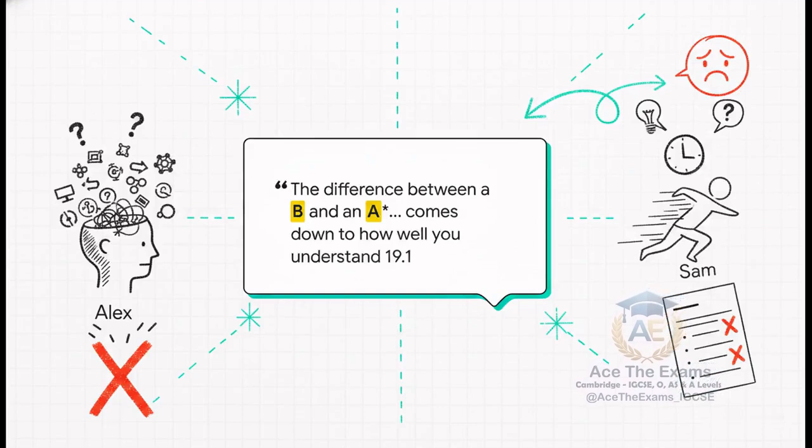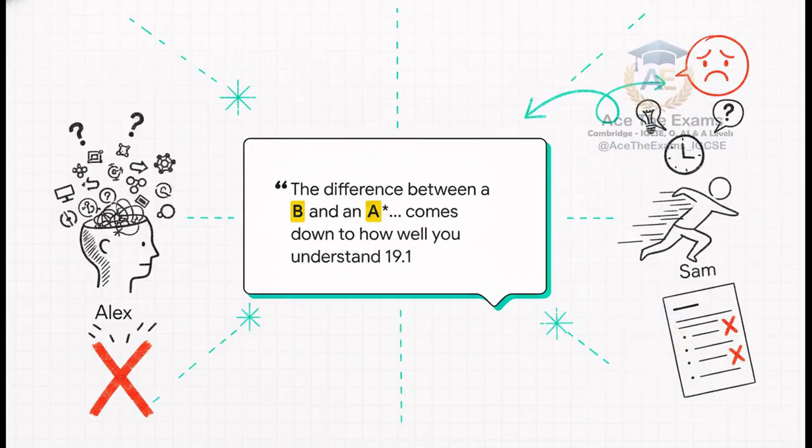Then, on the other end of the spectrum, we have Sam. We all know a Sam. Sam is the speedster. He's always looking at the clock. He rushes through the paper. He completely misses the command word requirements, and he just throws down vague bullet points that don't actually answer the prompt.